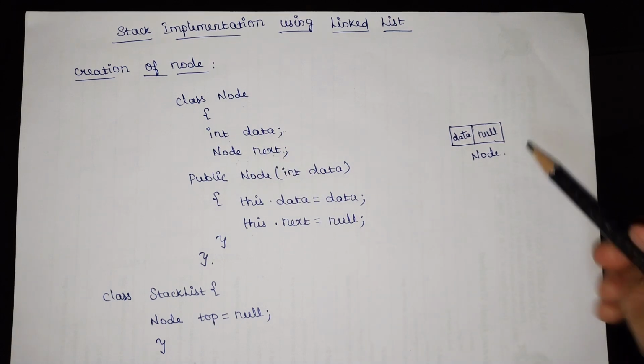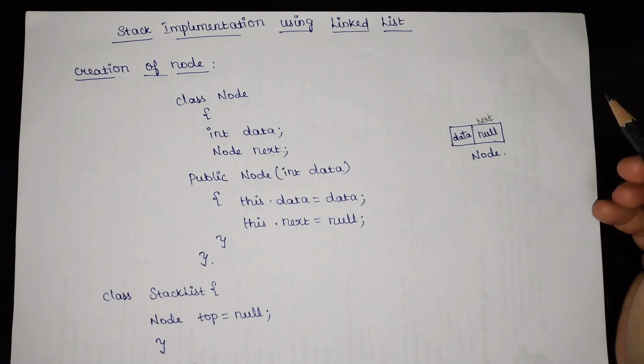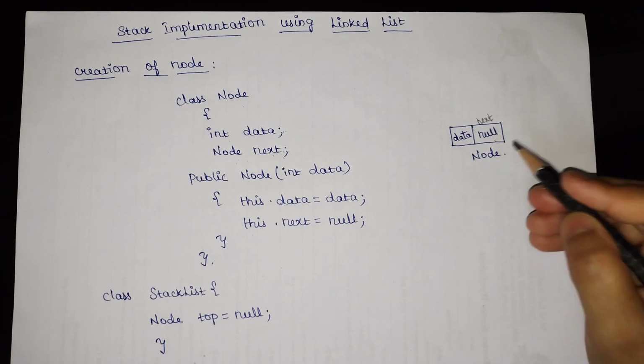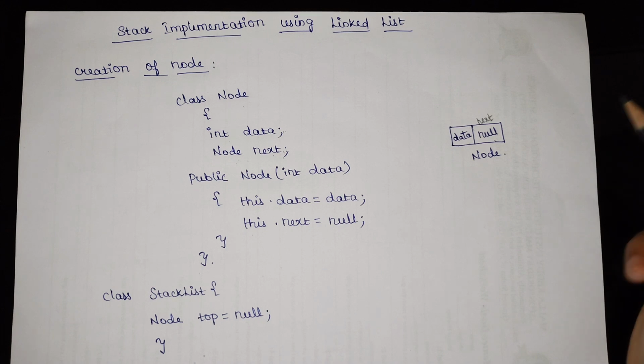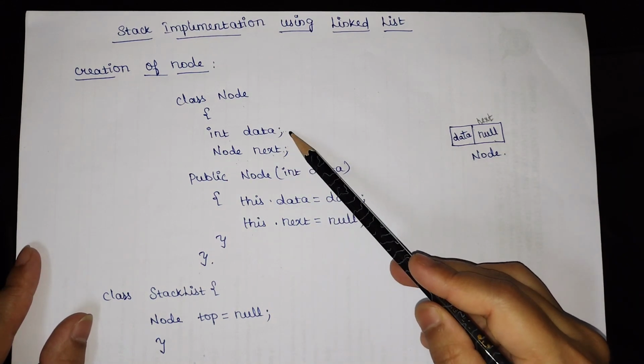So this field is the next field. It holds the address of the next node in the list, or it links to the next node in the list. These two are the variables, and here I have just declared these two variables.